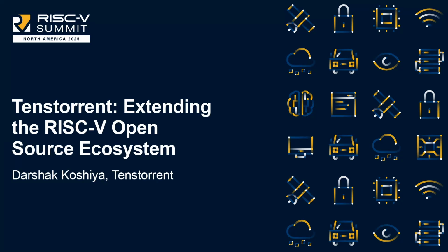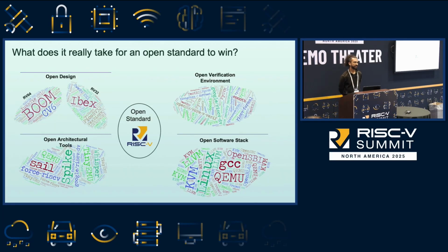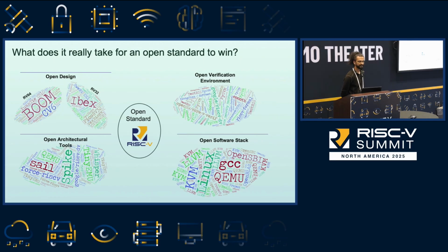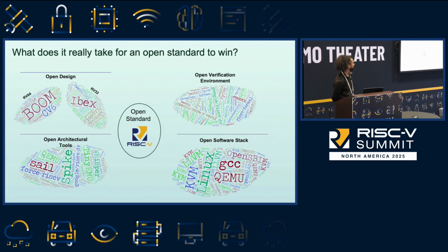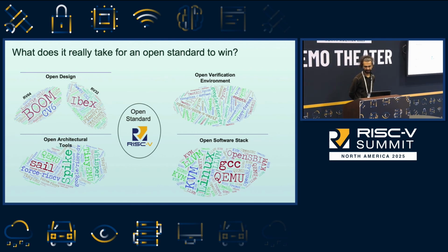My name is Darshak, and I'm going to walk you through what we are doing to expand the RISC-V ecosystem. I'll start with RISC-V. It started with an ISA, and ultimately it became an open standard. Everything is concentrated around designs, so you obviously need solid designs to start with. Once you have the design, you need the verification environment. We have a lot of options in the RISC-V open source world to support the verification.